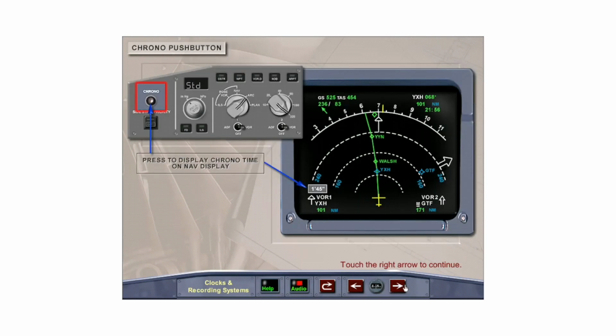The elapsed time chronometer push button, when pressed, displays the chrono indication on the on-side nav display. The indication is in minutes and seconds for the first hour and then hours and minutes until 100 hours. Momentarily pressing the push button a second time will stop the chronometer, and when the push button is pressed a third time, the indication disappears from the display.